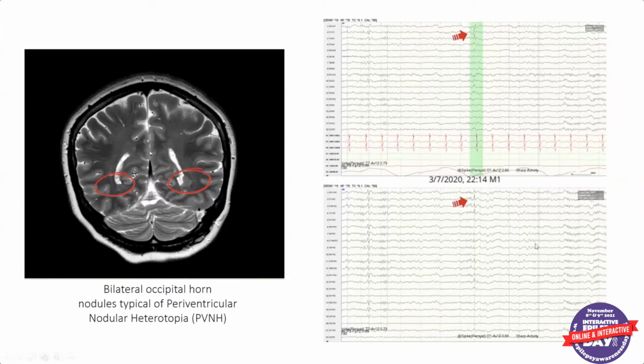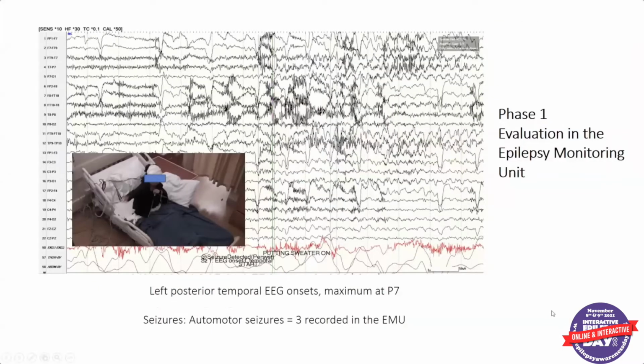So in this particular patient, the sharp waves indicating her epileptogenicity arise from the left temporal region, in particular electrodes F7 and FT9. So in the epilepsy monitoring unit, once her medication is reduced, she very quickly starts having seizures, and she has a total of 3 of these recorded in the epilepsy monitoring unit. These are all characterized by automatisms, so we refer to these seizures as automotor seizures.